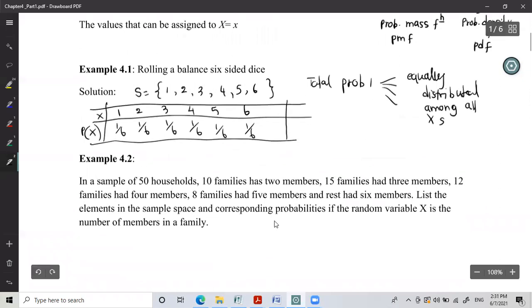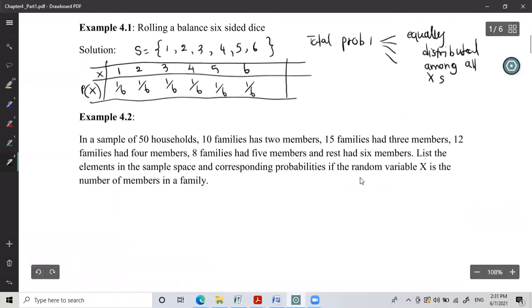So here's an example, 4.2, and we are going to use this example throughout this discussion, okay? Example 4.2. In a sample of 50 households, 10 families had 2 members, 15 had 3, 12 had 4, 8 had 5, and the rest had 6 members. Okay, so your sample is a small sample, 50. Out of that 50, 10 families had 2 members, 15 had 3, 12 had 4, 8 had 5, and the rest had 6 members. We have to list the elements in this sample space and their corresponding probabilities.